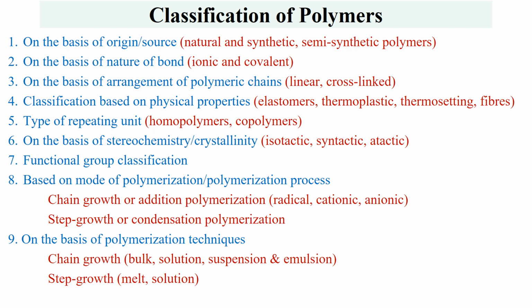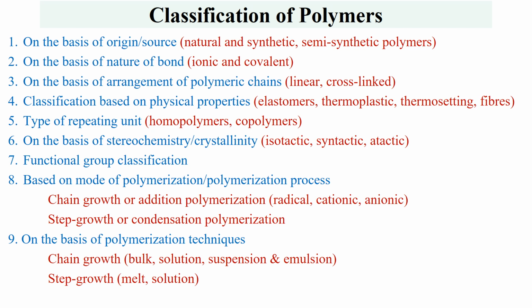Number 8 is the classification based upon the mode of polymerization or the polymerization process. It is of two types: chain growth or addition polymerization, and the second one is step growth or condensation polymerization. Addition polymerization is further divided into three types on the basis of intermediate form, that is radical, cationic, and anionic polymerization.